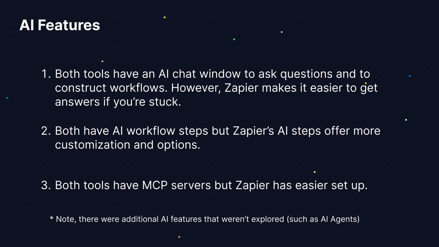So for the AI category, I have to give the point to Zapier again for deeper AI integration into the workflow building part, more options when it comes to using AI directly in your workflows, and then also a more guided experience when it comes to setting up MCP servers.